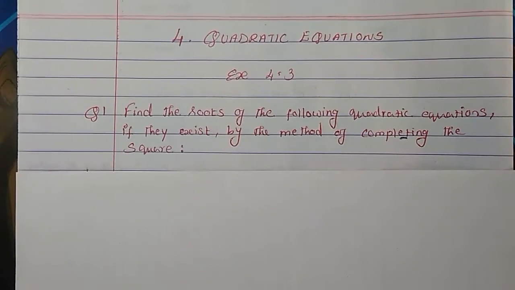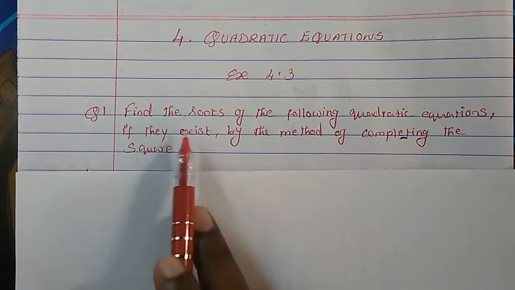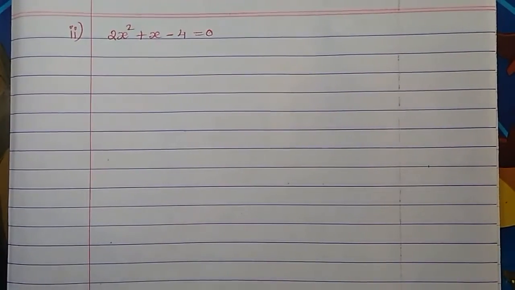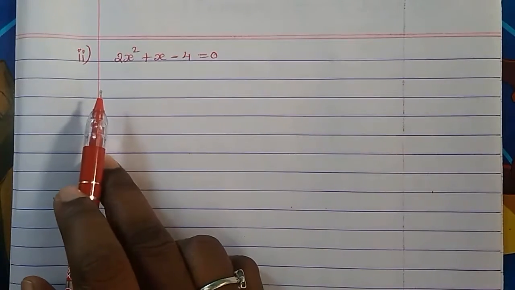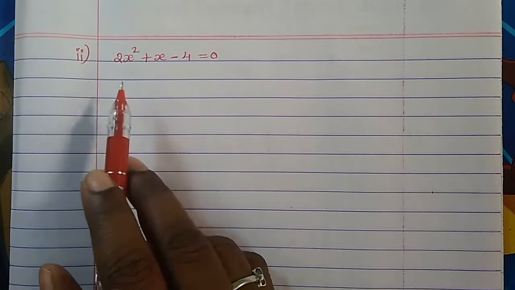Today we are going to study chapter 4 quadratic equations exercise 4.3 question 1. In this second part of question 1 we are going to do it by the completing the square method. We are going to find the roots of it. I have already explained to you in detail when we did the first part, how to do the completing the square method. All that you have to do is remember the steps.